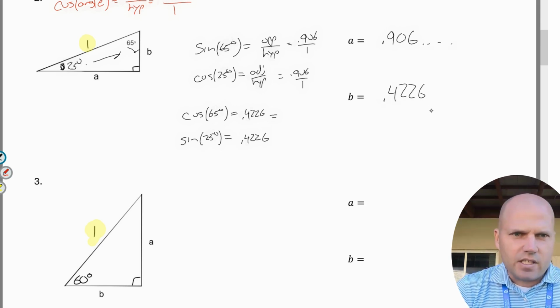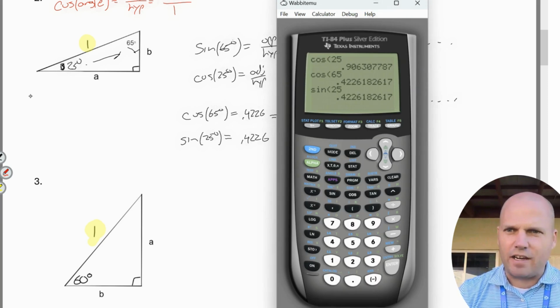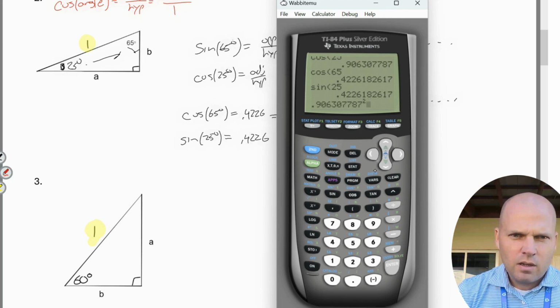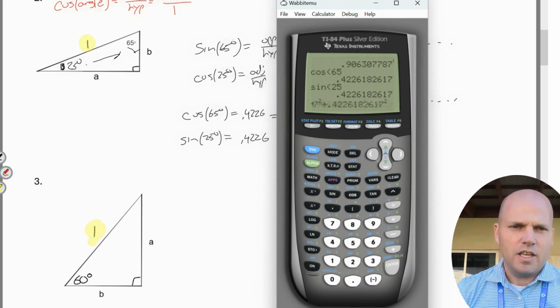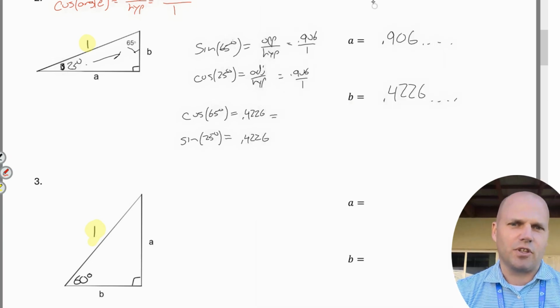Just put dots after this. Always fun to do the following: use the Pythagorean theorem. A squared plus B squared, press enter, squared, equals C squared. Yeah, we're a little off, but we can see that's really, really close to 1.